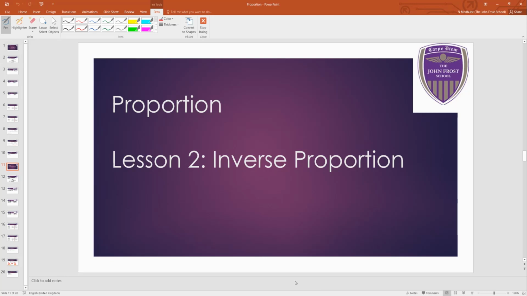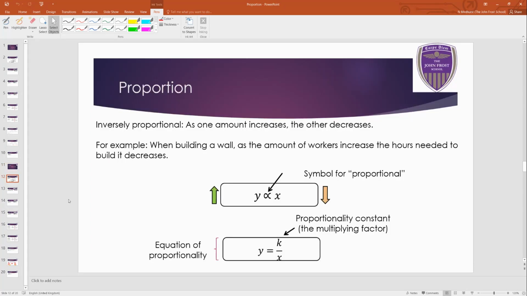Okay, so this is the second lesson on proportion. You should have done direct yesterday, so inverse proportion today. Something that's inversely proportional just means as one amount increases, the other decreases. An example could be when building a wall: as the amount of workers increases, the hours needed to build it decreases. So the more workers, the less amount of time. And there's lots of other examples you could say about that.